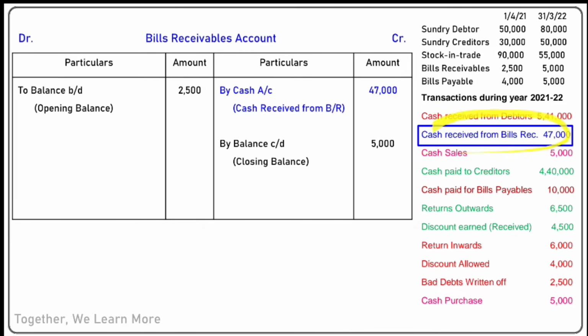First, cash received from bills receivables. As cash is received, cash is in, so cash account is debited to bills receivables account. On the credit side of bills receivable, by cash account 47000.